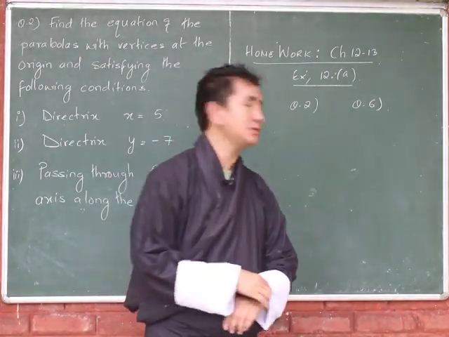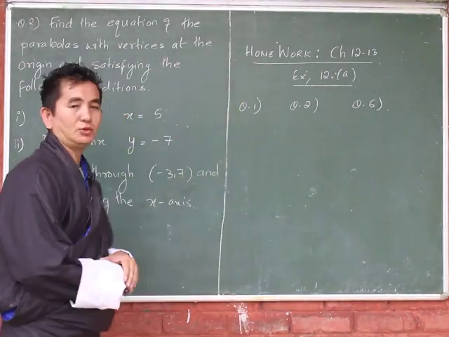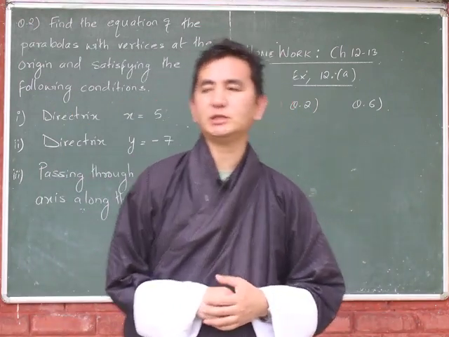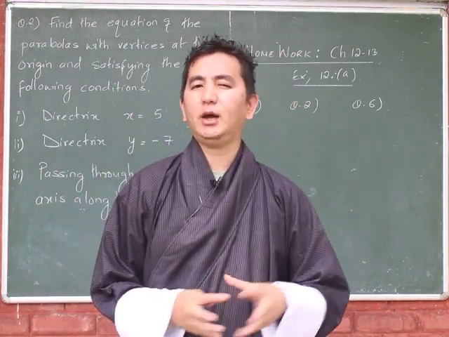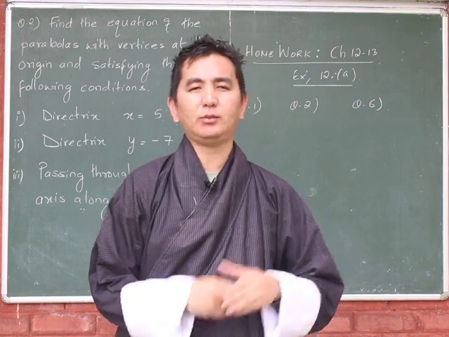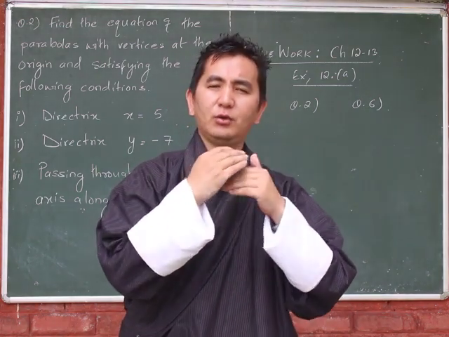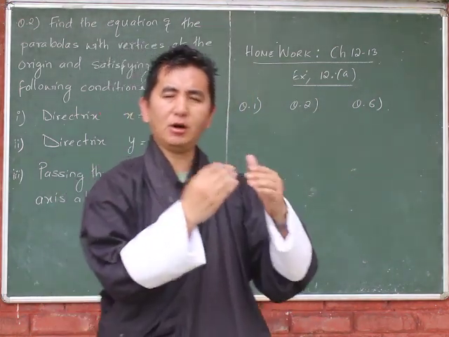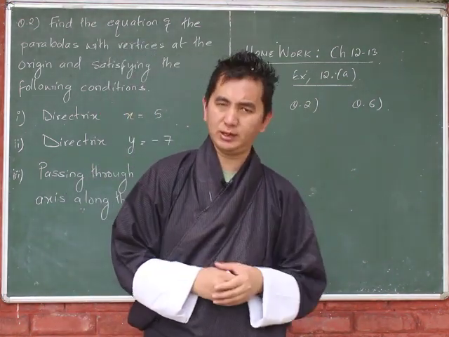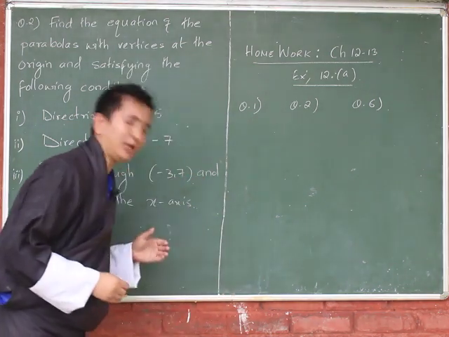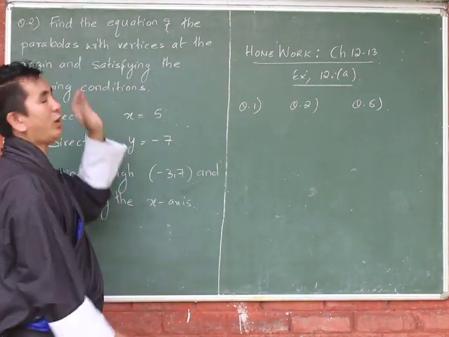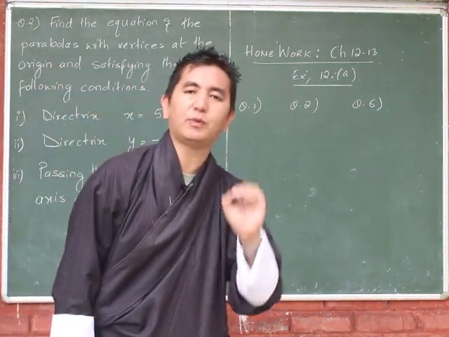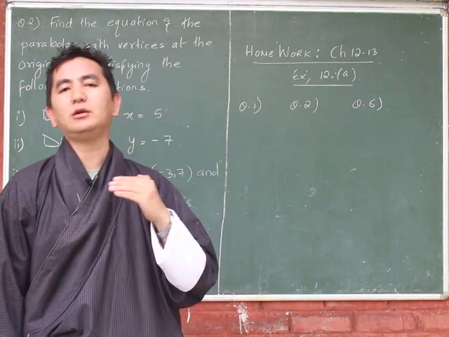Okay, good morning students. So today we are going with question number 2. Yesterday we did question number 1, where the equation was given, and from that equation we calculated the vertex, focus, equation of directrix and all the elements of the parabola. Today is a little bit different compared to yesterday. Today we are going to find the equation of the parabola from the given condition.